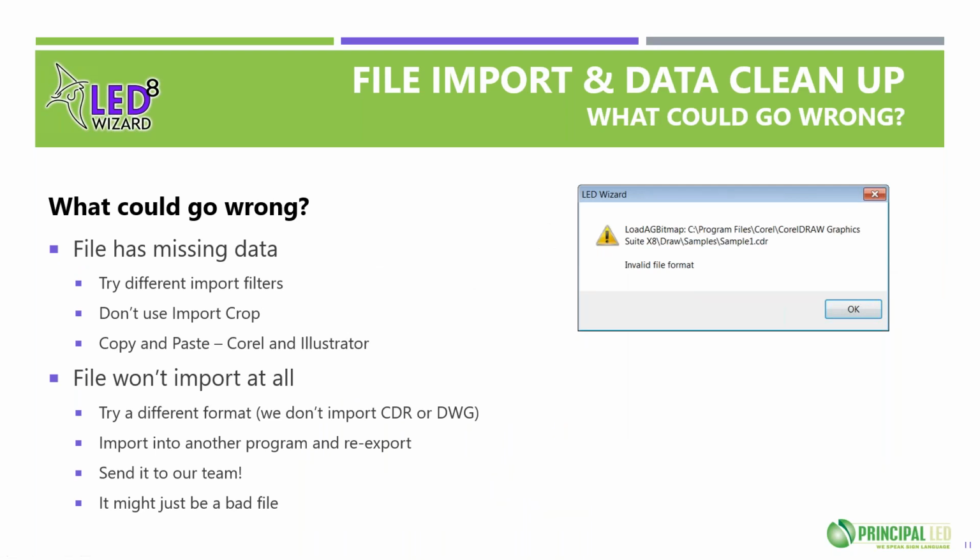Well, it turns out that there are various things that can go wrong in importing files. You might import a file, it might have missing data. You might import and a certain section is missing or something like that. So you could try different import filters, as I mentioned a few minutes ago. You could try not using import crop at all. Sometimes files have bounding boxes and objects and things that go off the screen. In some cases, just not import cropping at all sometimes gets a file in.